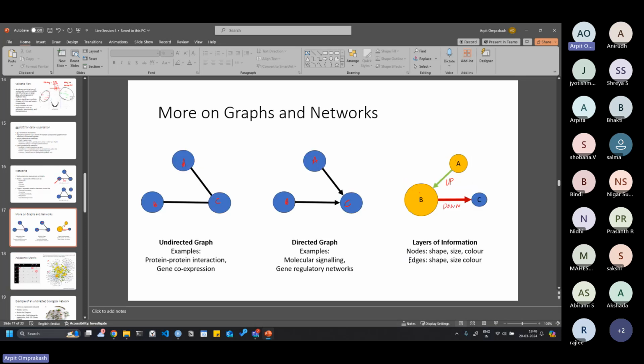Then we have different kinds of graphs, such as undirected graphs, which don't have any direction, and directed graphs, where the flow of information or the relationship goes one way. For example, if molecules are signaling, A activates something in B, something in C, but not the other way around. An undirected graph example would be protein-protein interaction, where if A interacts with C, then C also interacts with A. And we can use different visual representations, such as shape, size, and color, which we can vary for the nodes and edges also.